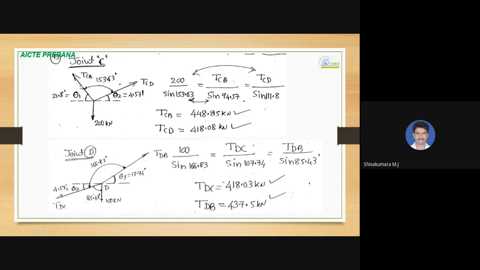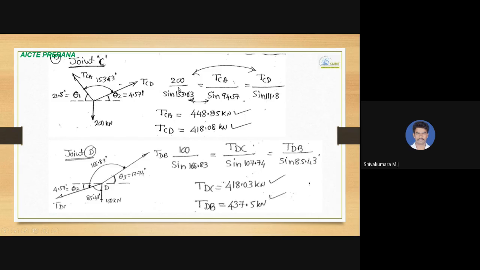What does Lami's theorem say? It is applicable for a three concurrent force system. The magnitude of force in one direction is proportional to the sine of the angle between the other two forces. So 200 towards down divided by sine of 153.63 is equal to TCA divided by sine of 90 plus 4.57, that is 94.57 degree, equal to TCD divided by sine of 90 plus 21.8, that is 111.8 degree.